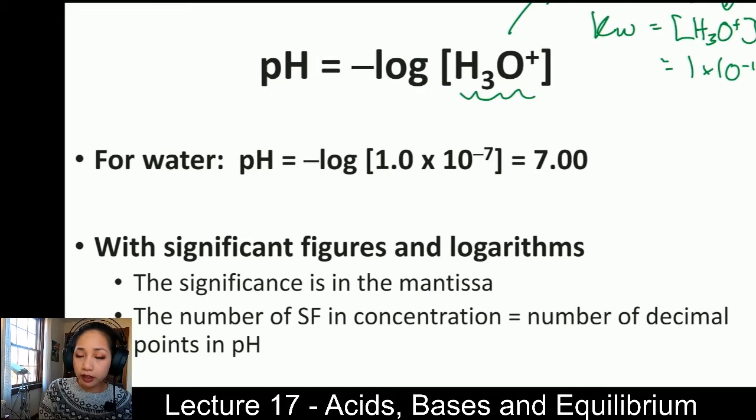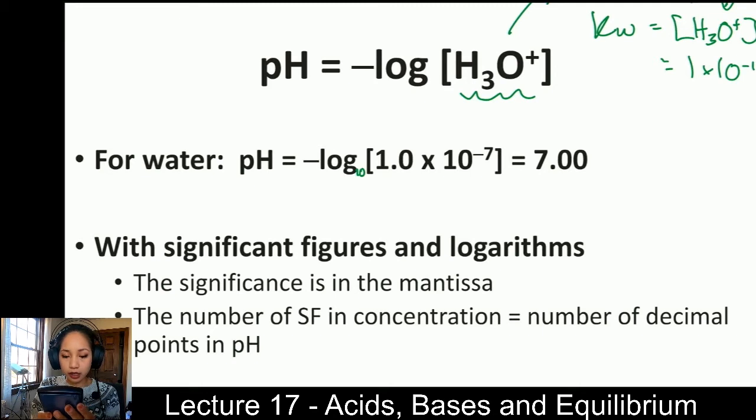Because when we put the 1 times 10 to the negative 7 into our pH equation, so take the negative log of, so this is log base 10, I'll keep that in mind, log base 10, 1.0 times 10 to the negative 7, which is our concentration of hydronium. This equals 7.00. So I'll just show you putting that into a calculator.